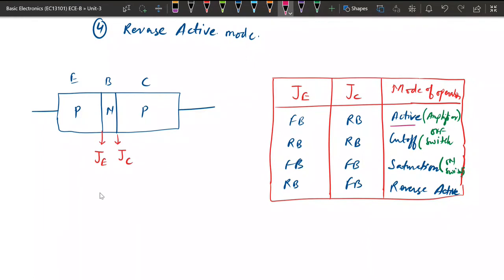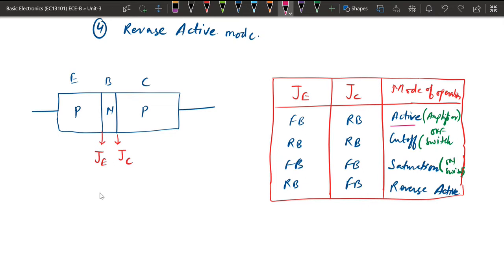In the next case, the emitter junction is forward bias and the collector junction is also forward bias. Both are forward bias. Consider the case of a diode: if a diode is forward bias, it behaves as a short circuit.